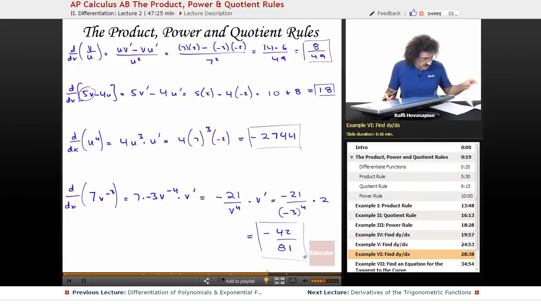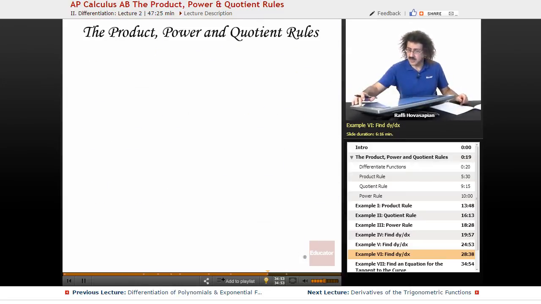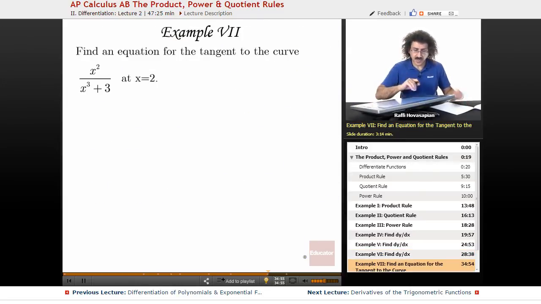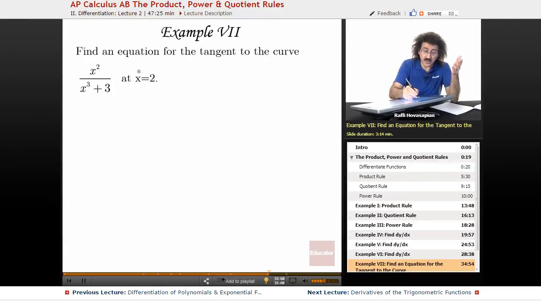Example number 7. Find an equation for the tangent to the curve x squared over x cubed plus 3 at x equals 2. Very, very simple. We find the derivative. We put the value 2 into that derivative. That gives us the slope. We find the point, the y value, and then we just form the equation.